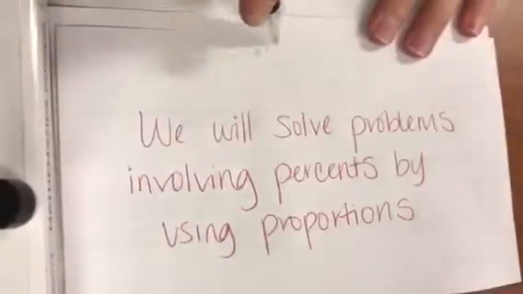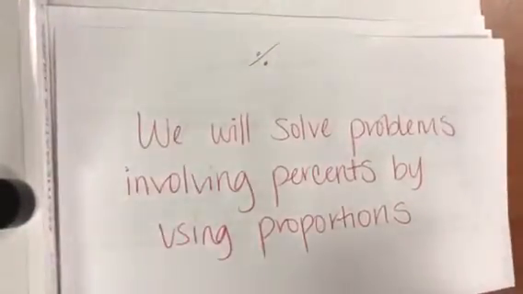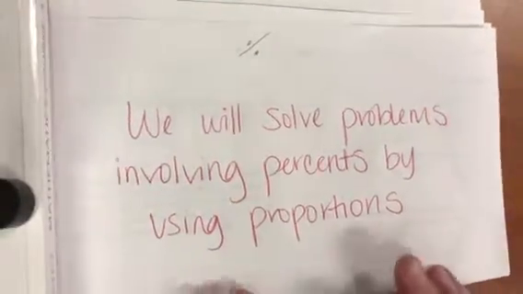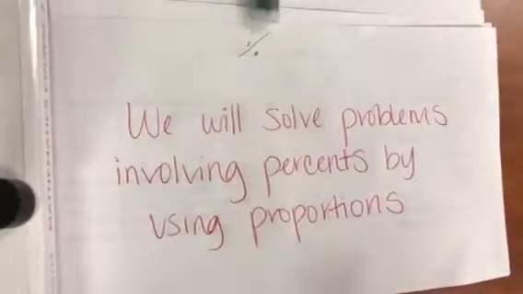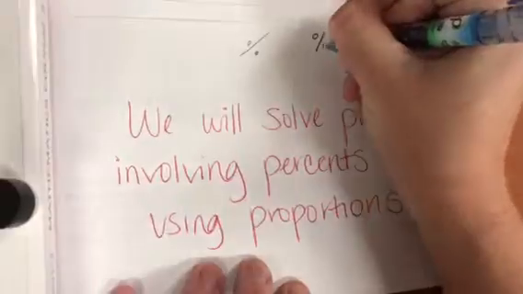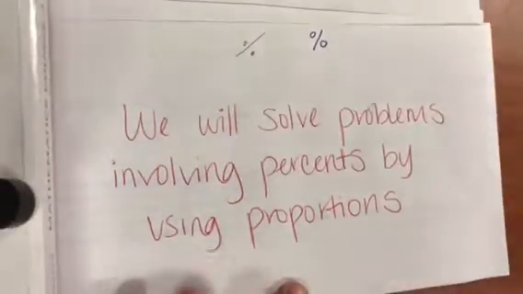Percents. Our learning target today. You know one thing I like about the percent sign is it's like a 1 with 2 zeros because a percent's always out of 100. That's cute because you've got 0, 1, 0. That's really cool.